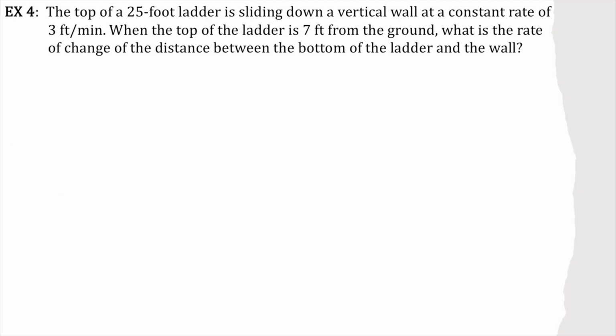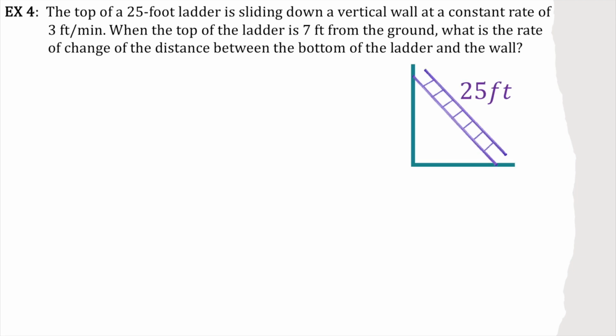Example 4. The top of a 25-foot ladder is sliding down a vertical wall at a constant rate of 3 feet per minute. When the top of the ladder is 7 feet from the ground, what is the rate of change of the distance between the bottom of the ladder and the wall? Okay. So the top of a 25-foot ladder is sliding down a vertical wall at a constant rate of 3 feet per minute, which means at the same time, its bottom is getting away from the wall.